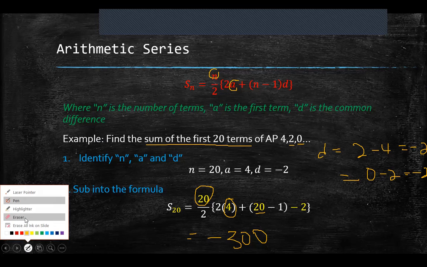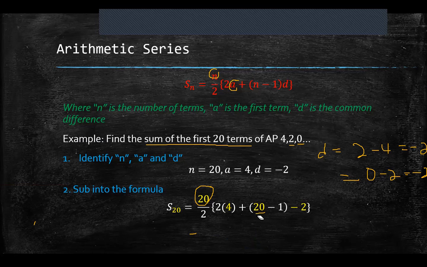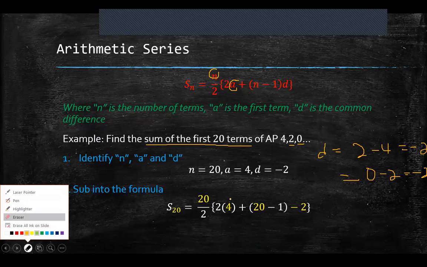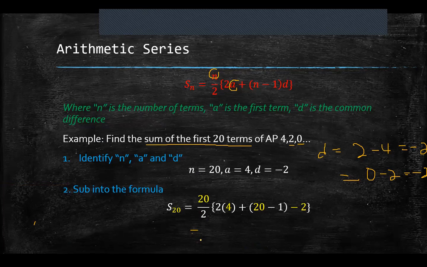Okay, let's break this down. So 20 divided by 2, that's 10. And then this is like a big bracket here. So 2 times 4 is 8. And then 20 minus 1, that's 19. And then 19 by minus 2, that's minus 38. So this is plus, and then this whole value here is minus 38.